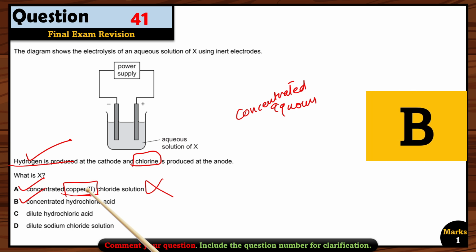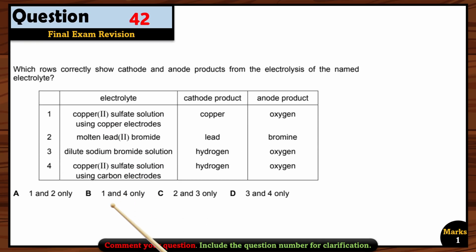You will get what? You will get copper at the cathode. So that's why we are only left with option B, that is right. Question 42. Which row correctly shows the cathode and anode products from the electrolysis of the named electrolyte?